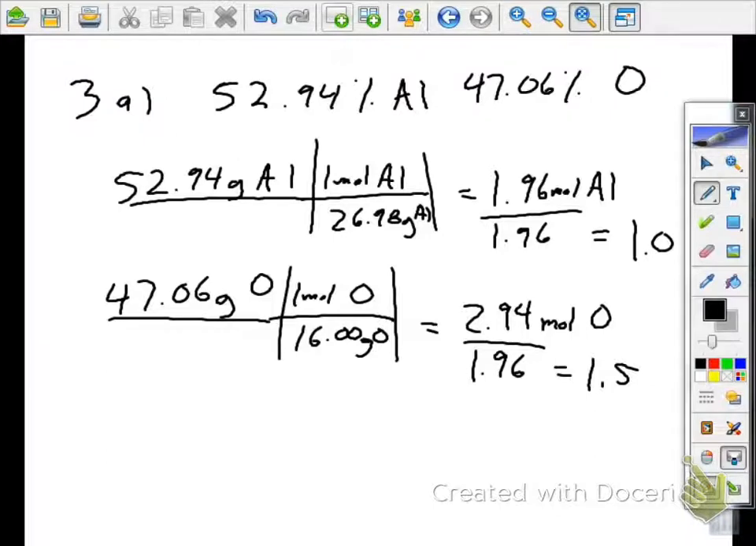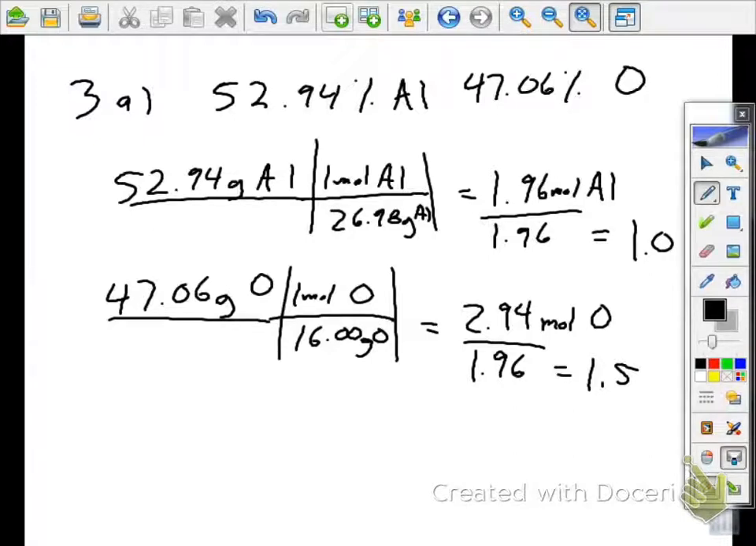All right, when you look at question 3A, it's asking for an empirical formula. So the steps are change percents to grams, which I've done. Change those grams to moles of atoms of aluminum and oxygen, which I've done. It's 1.96 moles of aluminum and 2.94 moles of oxygen. Once I've done that, I need to get them as whole numbers.